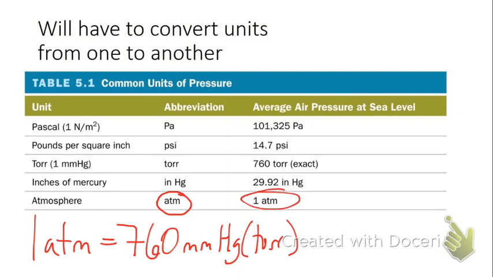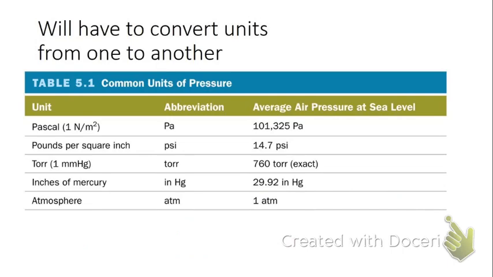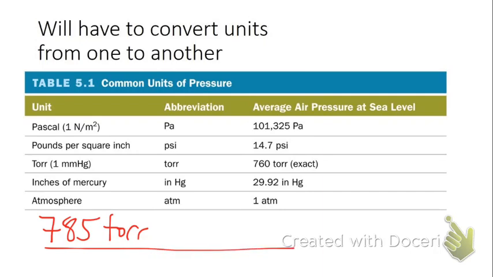The reason why we have to do this is because pressure equals atmospheres for all of the gas laws that we're going to talk about. So we will have to remember how to convert units. We are going to do a lot of conversion of units from one to another in this chapter. And so let's say, as an example, you are looking at a gas with 785 torr, and you wanted to know what it was in atmospheres.